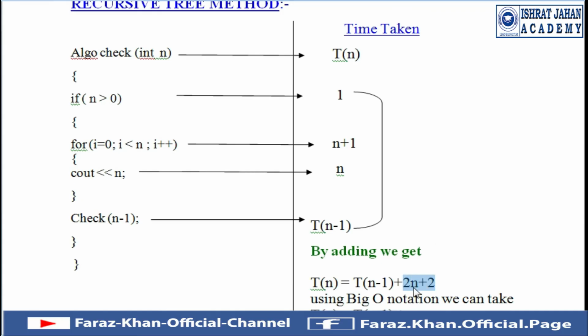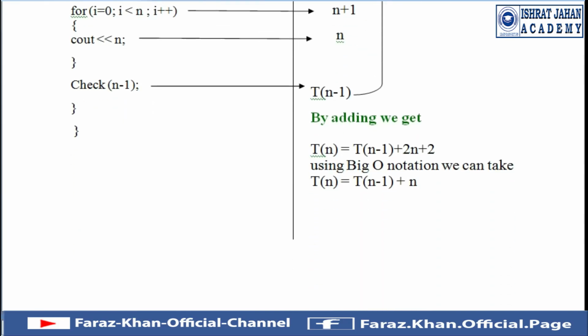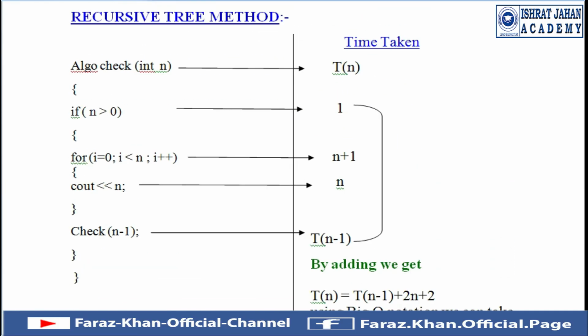Now, considering the big O notation, we only consider the higher power. So I can write n instead of 2n plus 2. So the final recurrence relation would be T(n) = T(n-1) + 1. This would be our final recurrence relation, right? From the above pseudocode, right?